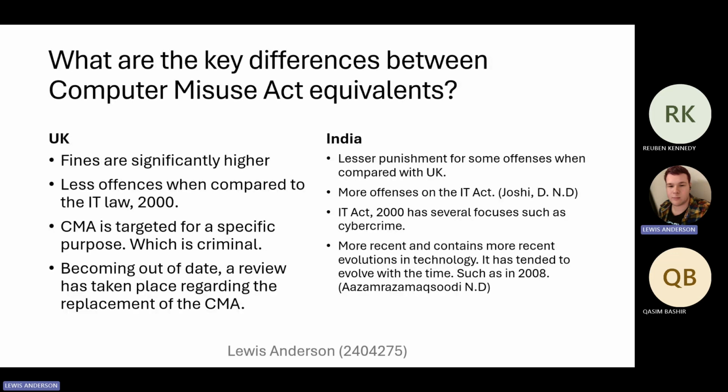So, you may be wondering, what are the key differences between India and the UK in this aspect? In the UK, as previously said, fines are normally significantly higher. However, you've got higher prison sentences in some cases, and there are significantly more offences when you look at them. The Computer Misuse Act is targeted for criminal purposes, which the IT Act does contain, but it also has other aspects. Also, the IT law is considered to be more recent, as it had a major upgrade in 2008, while the Computer Misuse Act is currently being reviewed as it could potentially need replacing.